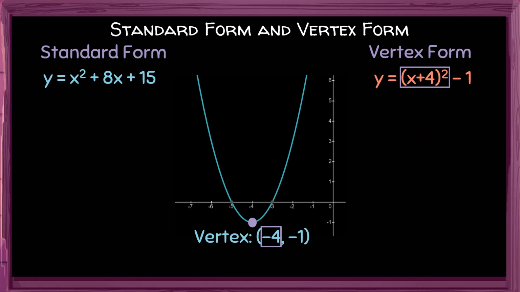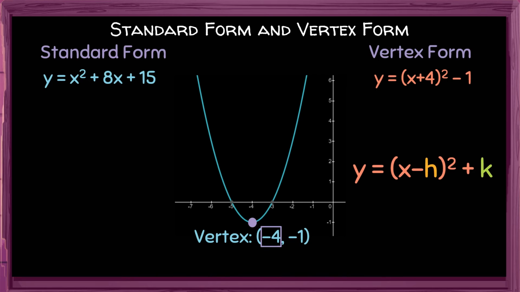So let's put it all together. When we write a quadratic equation in vertex form, it has two parts. The first part is inside parentheses, x plus or minus a number, squared. The second part of our vertex form equation is a number added or subtracted at the end, outside the parentheses. The way we usually write this is y equals x minus h squared plus k, where h and k are placeholders for whatever actual numbers are in your equation.